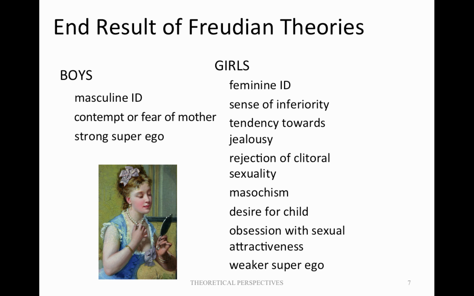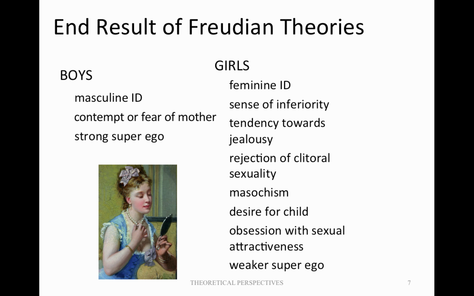Girls would also develop certain characteristics such as a sense of inferiority, a tendency towards jealousy of other women, a desire for a child, an obsession with sexual attractiveness. Now, when you think of all of those four characteristics, you might also try to understand that that was partly because of women's limited roles in society. Women had to compete for men, so they developed jealousy towards each other.